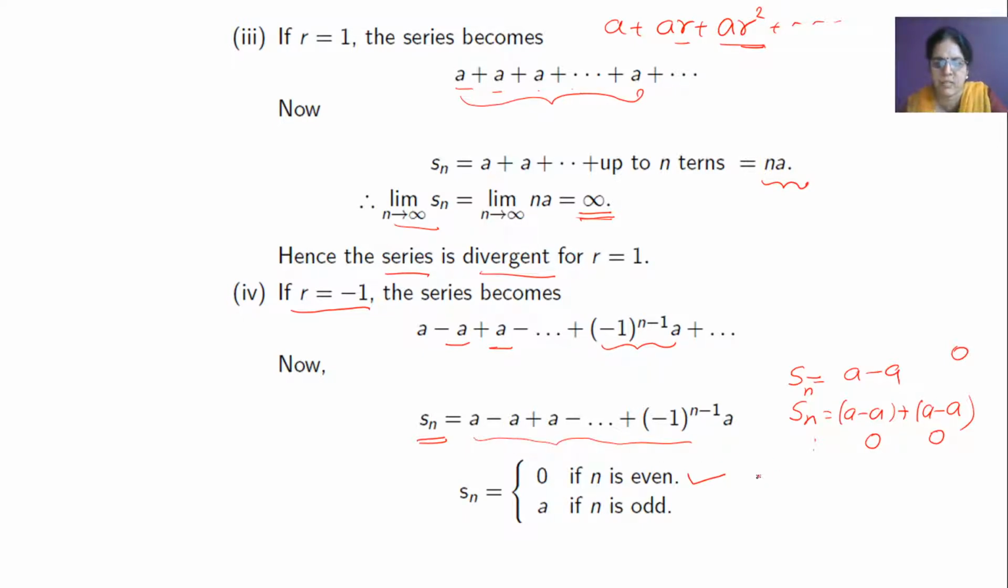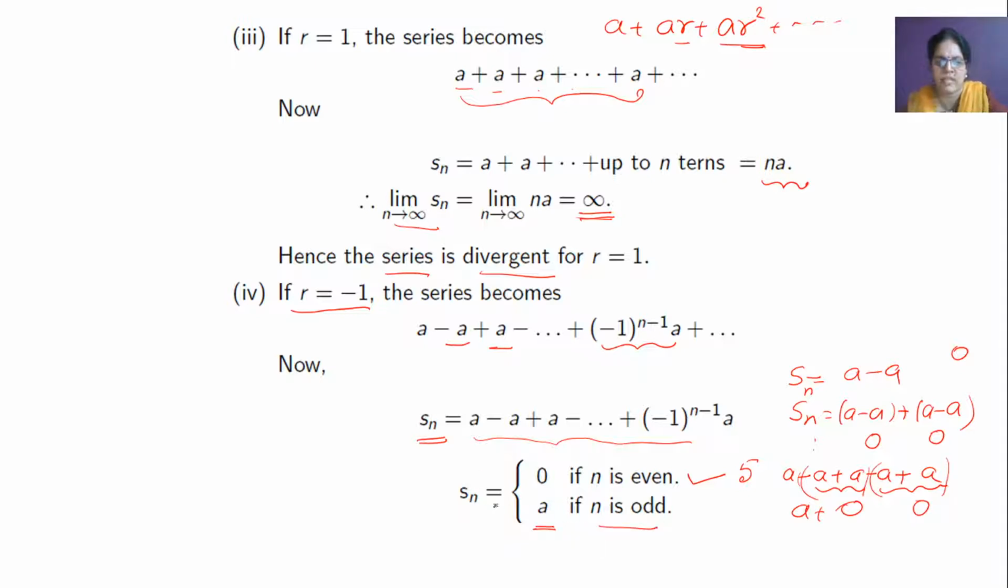And if n is odd, for example, there are 5 terms, then it is a minus a plus a minus a plus a. It ends with this. So you except the first term, you group the remaining terms, and all are 0. So it is a plus 0 plus 0 plus 0, like that. Therefore, the sum is a if n is odd.